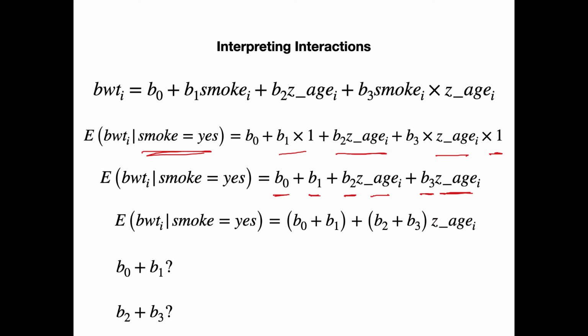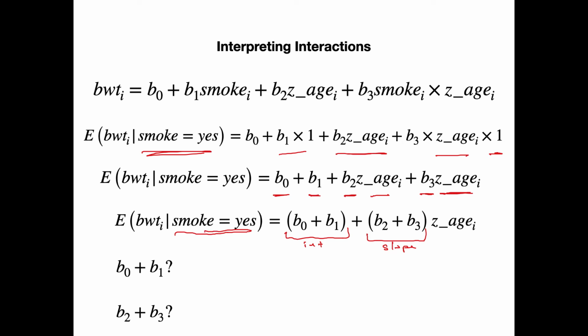So I'm going to group B0 and B1 together, because they aren't multiplied by anything. So they're going to be essentially intercepts or constants. And then I have B2 and B3, which I've factored out, right? I've factored out Z age. So we have B2 plus B3 times Z age. Okay? So this should look like a regression equation, right? These terms together are our intercept. These terms together are our slope for age. Okay? So the expected intercept for babies whose mother smoked is B0 plus B1, right?